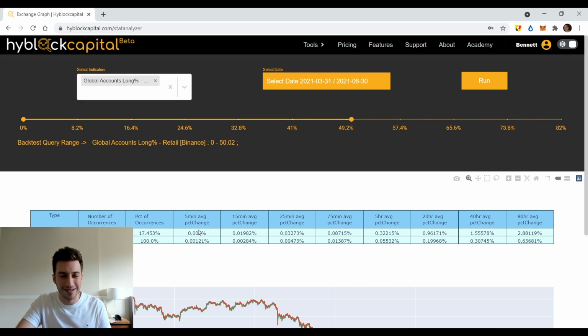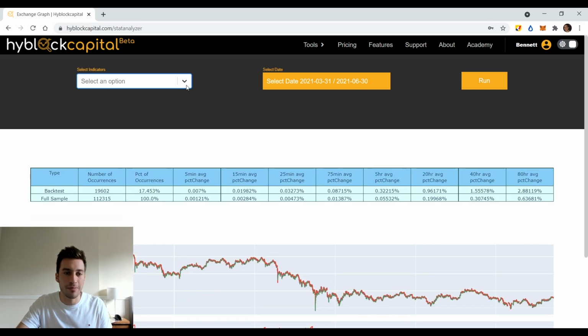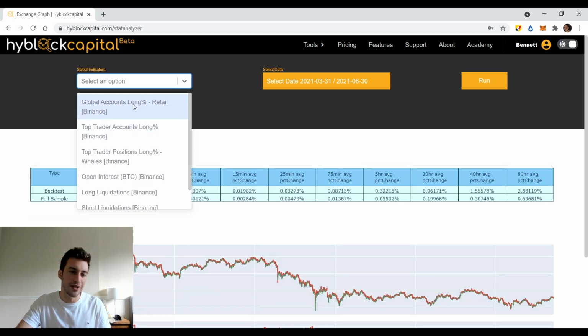Look here. After 5 minutes, not much to look at, but price tends to rise. After about a day, it's up about 1%. On average, price rises 1% whenever global accounts long is below 50 and most of the market is in shorts. Now, here's something that might shock you. It might not be surprising that price moves against retail accounts. Shocker. What happens when we look at the whales?